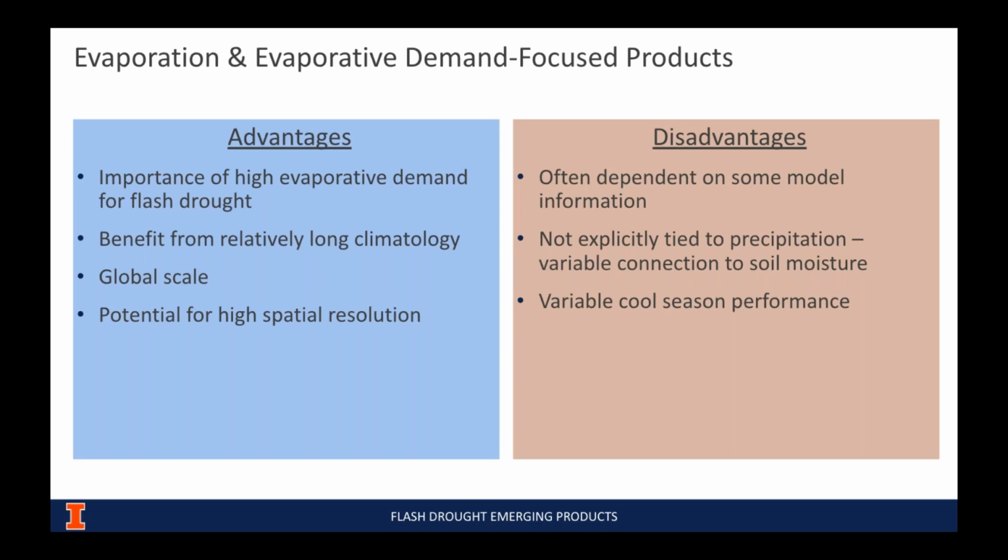And so evaporative demand and evaporation-based indicators may be better for early monitoring of flash drought in certain climates than others. And so that nuance has to be taken into account. And then, as Gwen mentioned in the HITKey skill score plots that she showed before, there is variable cool season performance, because evaporative demand is not as important in the cool season as the warm season, especially in more temperate climates. We can have different performance as far as monitoring for flash drought in the cool season.